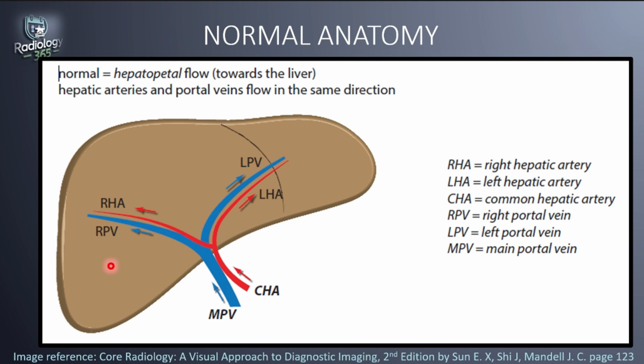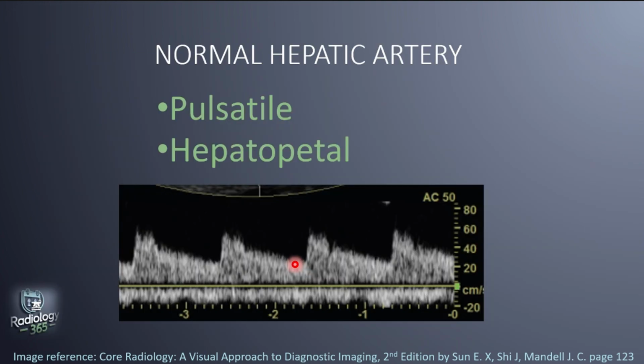So this annotated diagram is just showing us what I've just described. There's a common hepatic artery branching off into the left and right hepatic arteries, and the main portal vein branching off into the right and left portal veins, and we can see the arrows denoting the direction of flow. Now, the normal hepatic artery waveform is pulsatile and also hepatopetal.